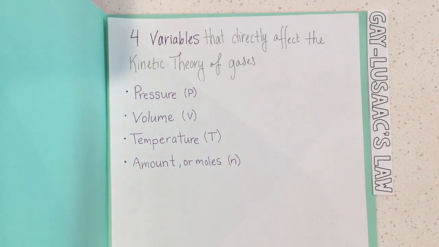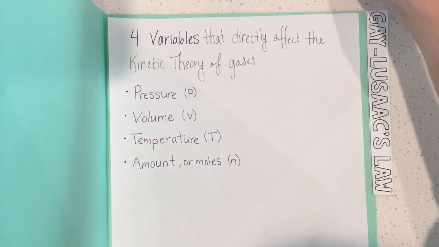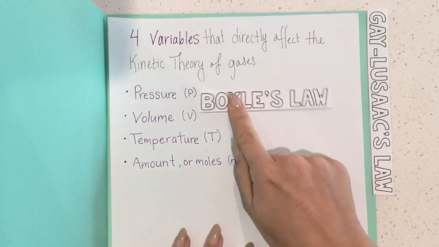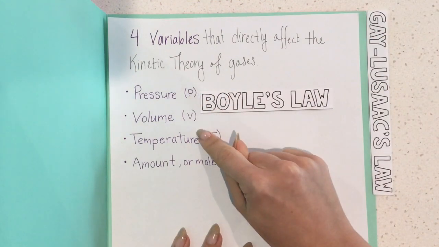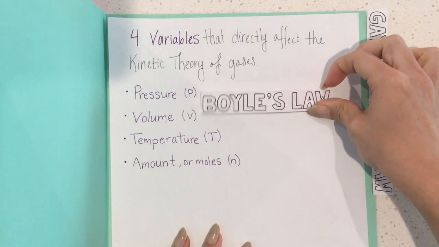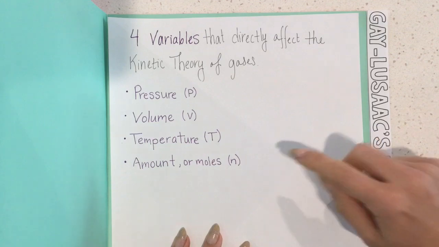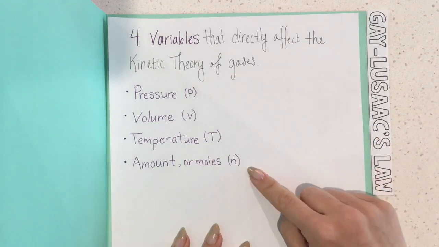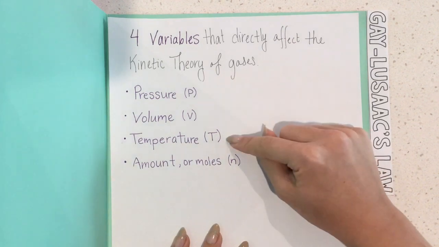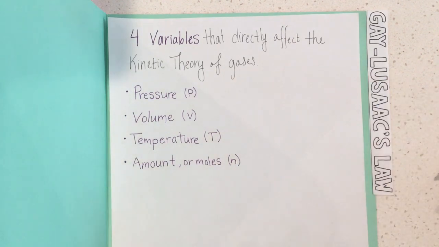We've already seen one gas law that deals with two of these variables and their relationships. That's Boyle's law, which has to do with pressure and volume. When volume and the amount of moles are held constant, we can look at the relationship between pressure and temperature, and that is Gay-Lussac's law.